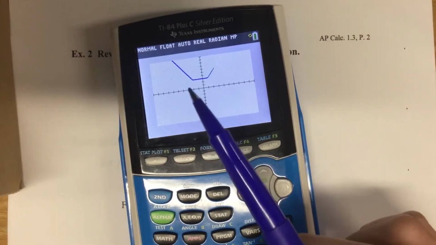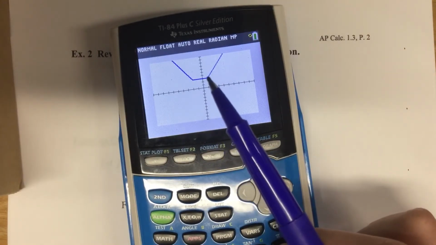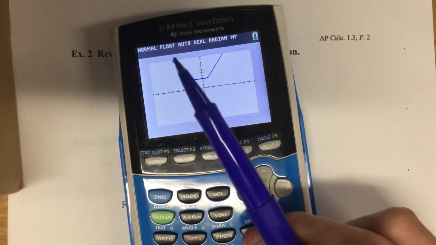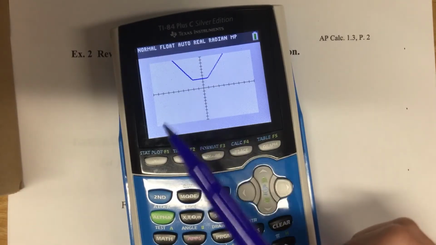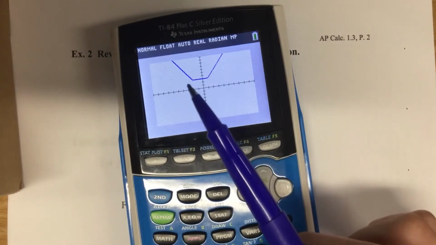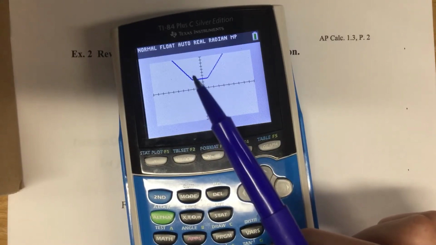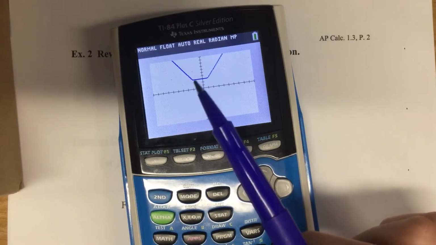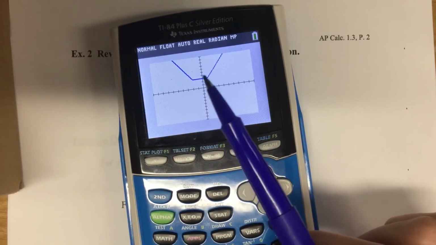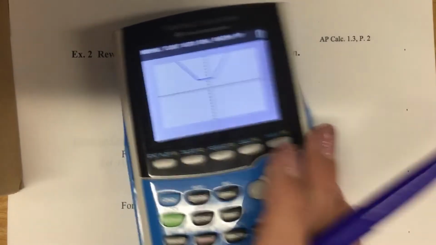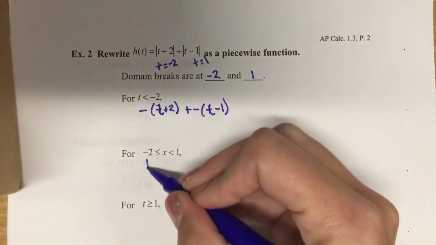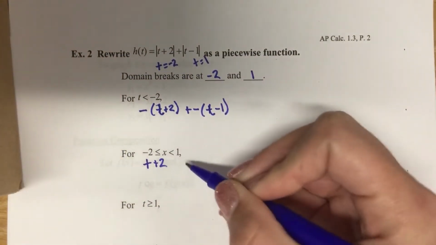So see, we have that change right there at -2, and then we have that change right there at 1. So we know that this was going to be negative values that it flipped up. And then in between, we've passed that negative portion, so that means that past -2, that -2 part is in the positive, but the -1 has not passed it yet. So that means that this t plus 2 can turn to positive.